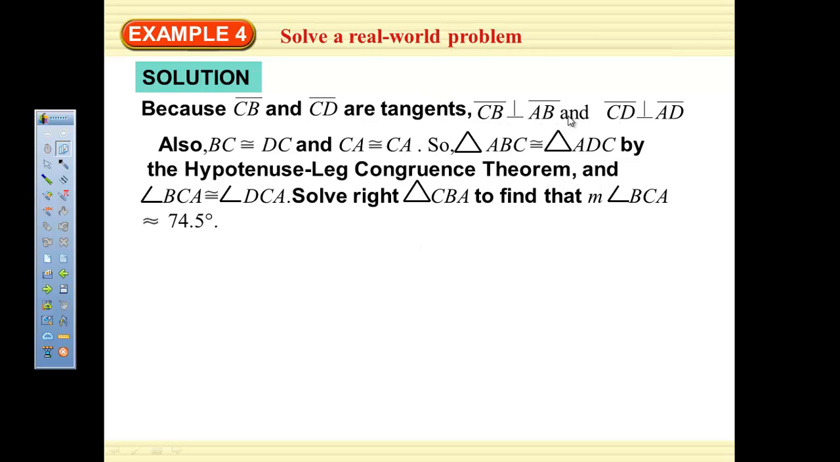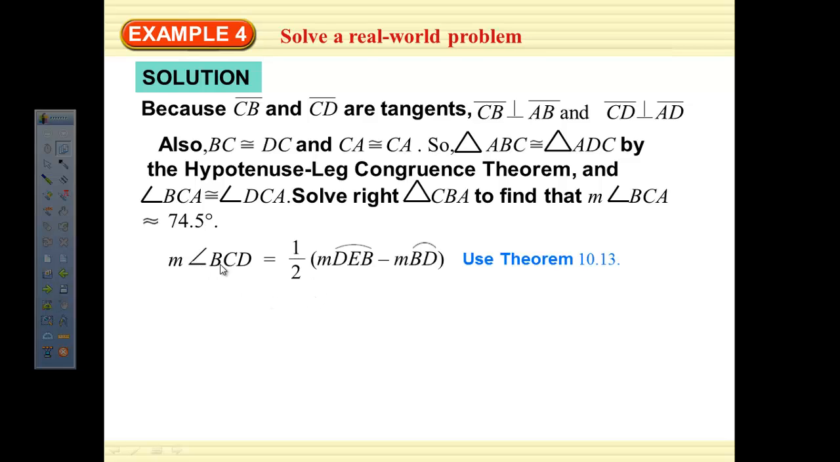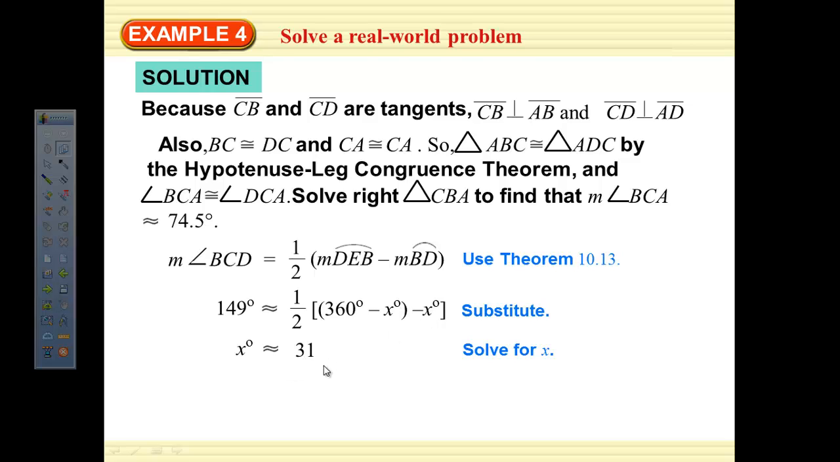So again, we know that there are right triangles formed by hypotenuse leg. They're congruent. So we know those angles are congruent, and we'd solve the right triangle. This is where I did that sine of angle BCA to get 74.5. So that whole angle is about 149. So we plug 149 in here, 360 minus x here, and x here. There it is. These combine to give me, well, they did all the work. Okay. So you get 31 degrees there. So that arc is 31 degrees.